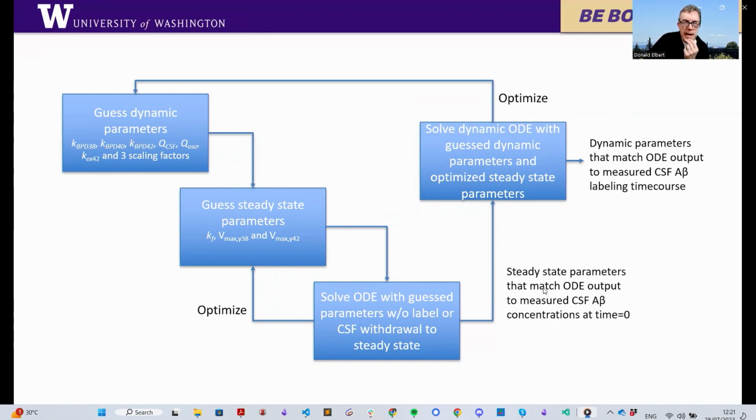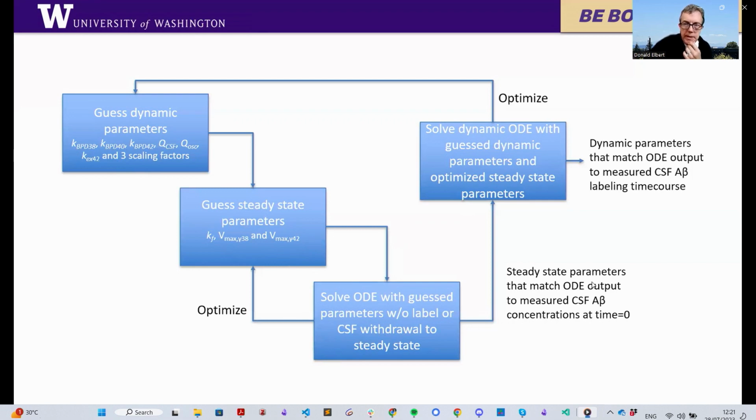And from that, if we assume that the system was at steady state at time equals 0, then we can use these measurements to determine 3 parameters in our models, because we have 3 peptides, and these are the parameters that I chose to determine. And I determined them using an optimization where I'm solving the same ODEs. It's just that there's no introduction of label and there's no CSF withdrawal.